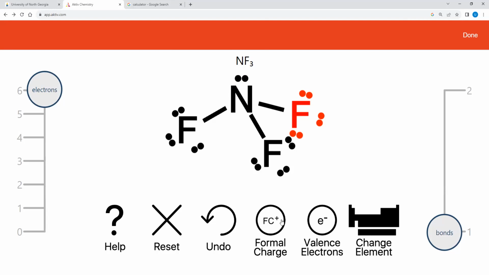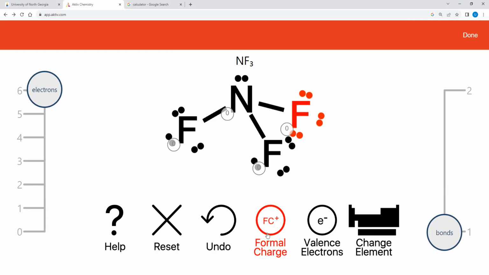And ActiveChem actually has a nice feature here. This little formal charge button, if you click it, pops up the actual formal charge of all the atoms in the structure that you've drawn. It's a nice way to check formal charges as you do some of these examples. But remember, our goal for formal charges is to have as many 0 formal charges as possible.